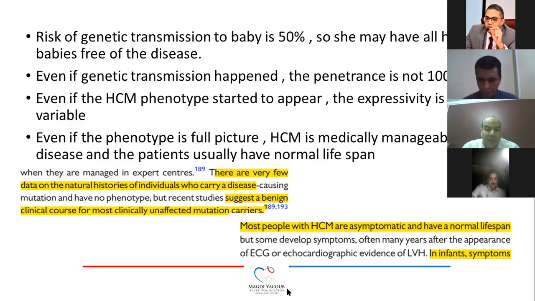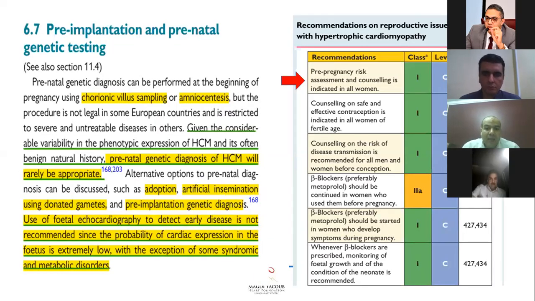It was stated clearly in the guidelines that the mutation carriers usually have a benign course, and most of the people with HCM are asymptomatic and have a normal lifespan. This further emphasizes that we should do pre-pregnancy risk assessment and counseling in all women with HCM, and the prenatal genetic diagnosis, which means to take a genetic test from the amniotic fluid, is not appropriate at all, and it may be prohibited in some countries. And the use of fetal echo to detect early disease is not recommended since the probability of cardiac expression in the fetus is extremely low, except in some syndromic metabolic disorders.